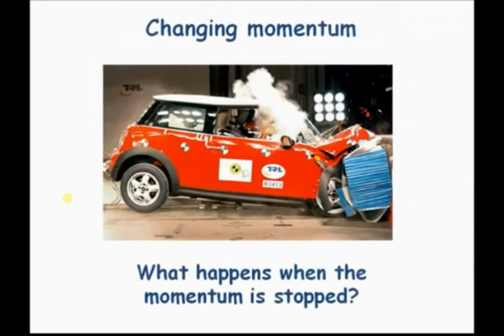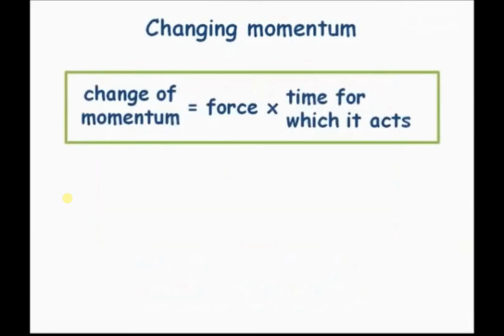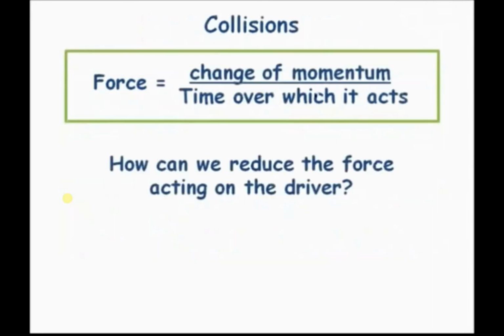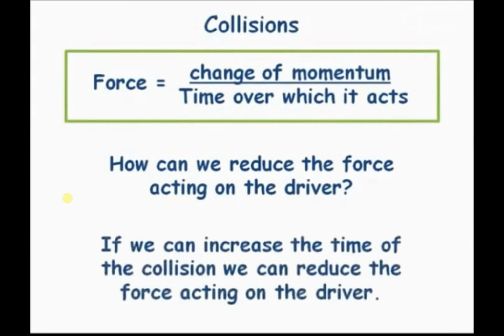What happens when a car hits a wall? Because the car's velocity becomes zero, its momentum must change to zero during the collision. We can use the change of momentum formula to allow us to find the force that acts on the driver during the collision. Rearranging the formula, we get force is equal to change of momentum divided by the time over which the collision acts. We did that one several times today. Now we can use this formula to see how we can reduce the force on the driver. Because the change of momentum will be the same for any specific collision, if we increase the time, it will make the force smaller.